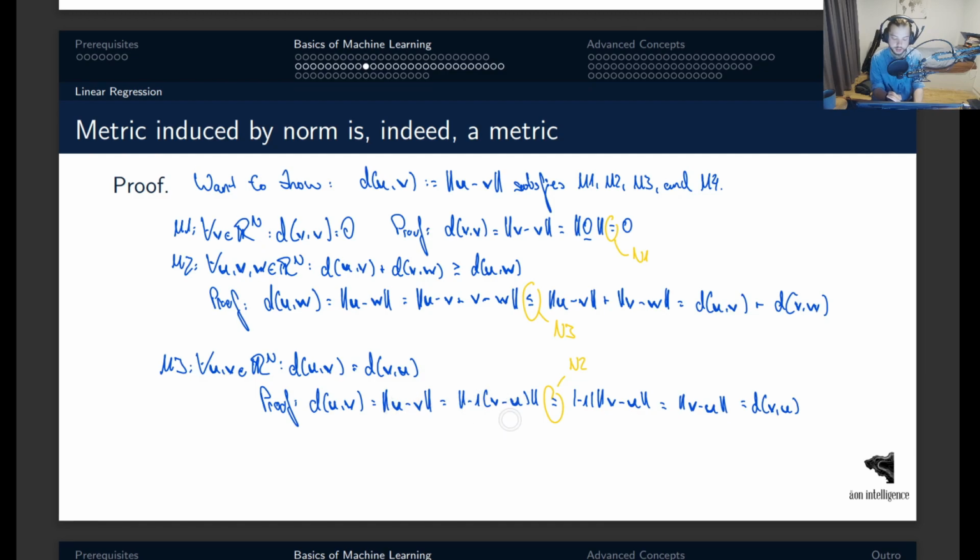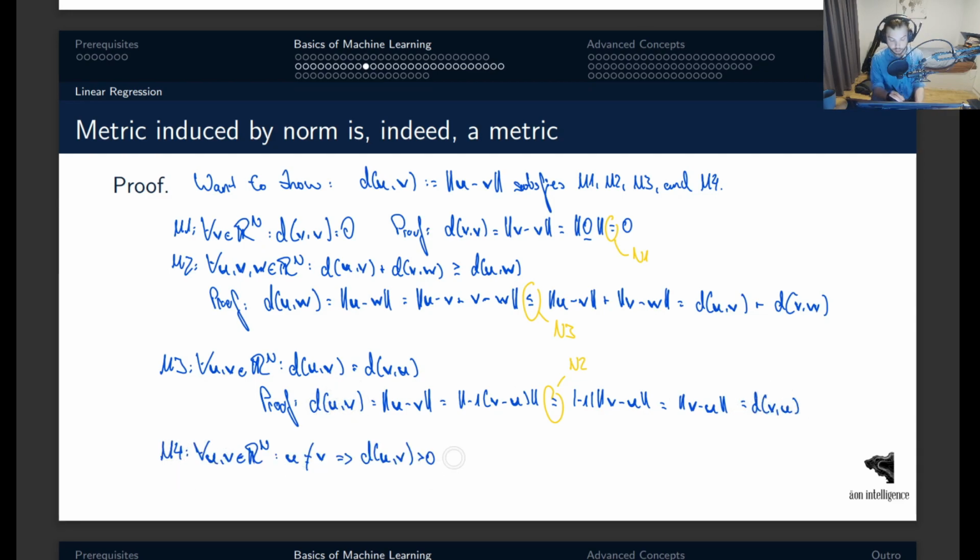This is the same. And from absolute homogeneity, N2 for norms, it follows that this is equal to the absolute value of minus 1 times the magnitude of v minus u. And we observe that the absolute value of minus 1 is just 1, so we multiply 1 with the magnitude of v minus u, and this is just the magnitude of v minus u. And then we can translate back into the metric notation, and we see that this is the distance from v to u. So this is symmetric.